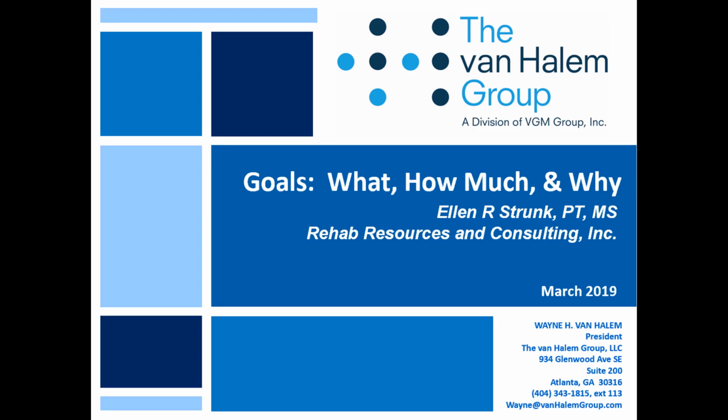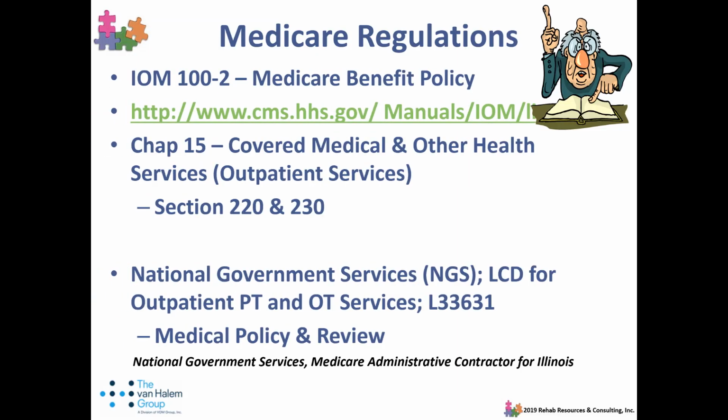This documentation module focuses on goals and writing goals that include the what, how much, and why. All of the documentation requirements and guidelines are found in the Medicare Benefit Policy Manual. Manual 100-2 includes more than 20 chapters, and Chapter 15 is the one that describes what is required in outpatient PT, OT, and speech therapy documentation.